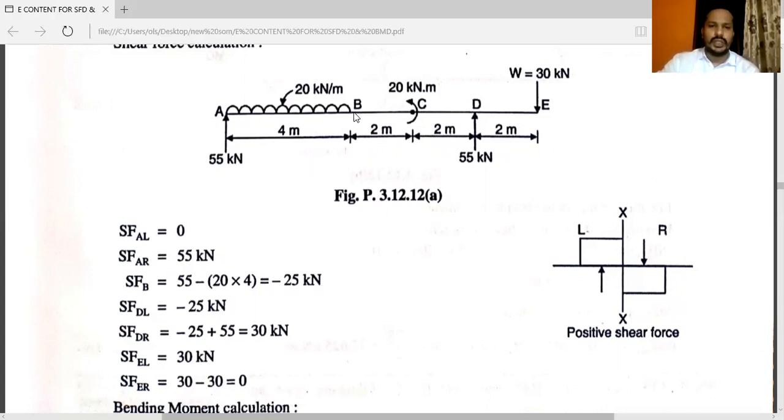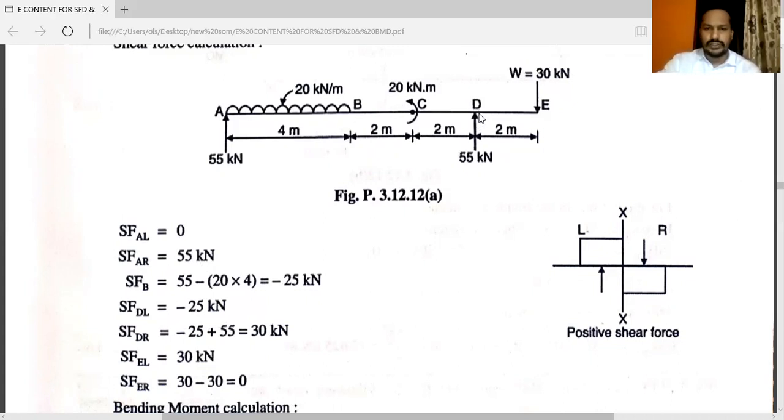B just to the right. See, at point B, there is no force, so the value will be the same. So at point B, you will get only one answer. Means for just to the left and just to the right, you will get minus 25. Again, from B to C, there is no force, so the value will be the same. For just to the left and just to the right, the value will be minus 25 only. But whenever you come to point D, just to the left, again the same value, that is minus 25 kilonewton.